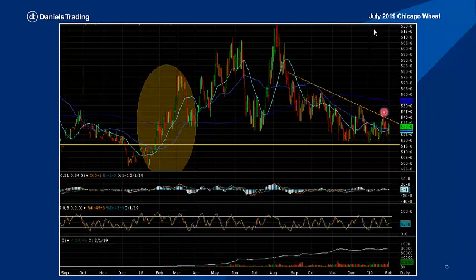Moving on to the next slide here, this is the July 2019 Chicago wheat chart, and I've got a couple of things I want to point out on this chart. First, I circled off last year's chart action. This low here was from the middle of January, the 16th, at 495.5, and by March 7th the market was up here at 579 even, so a good 80 cents or so move. We'll look for this chart pattern to replicate that move.